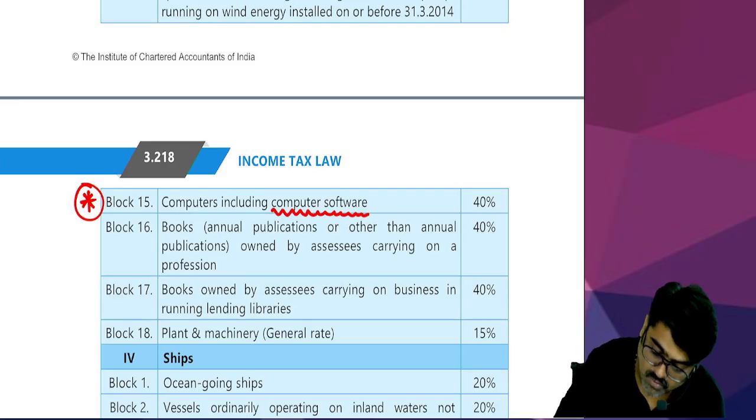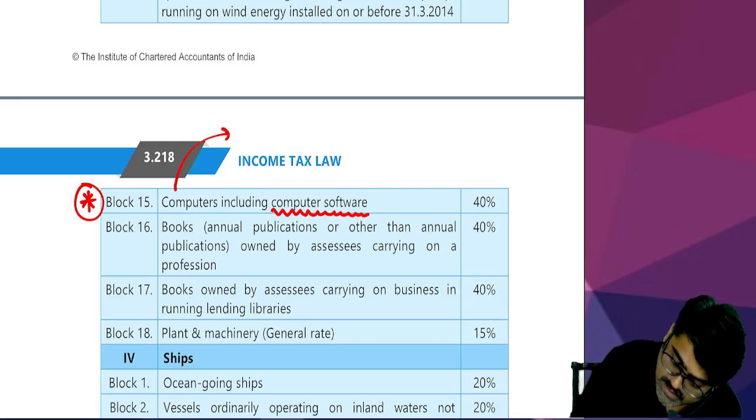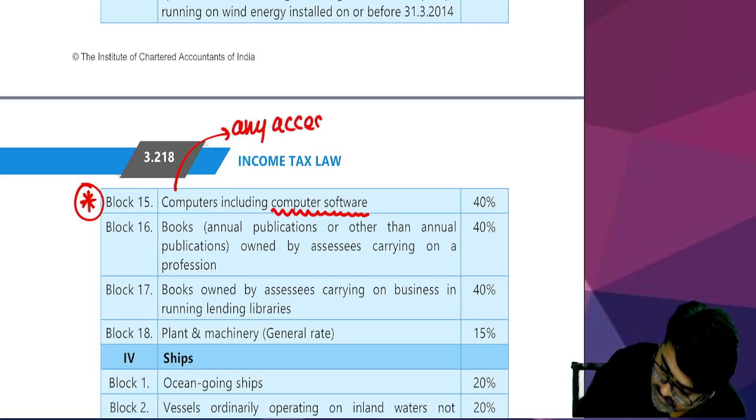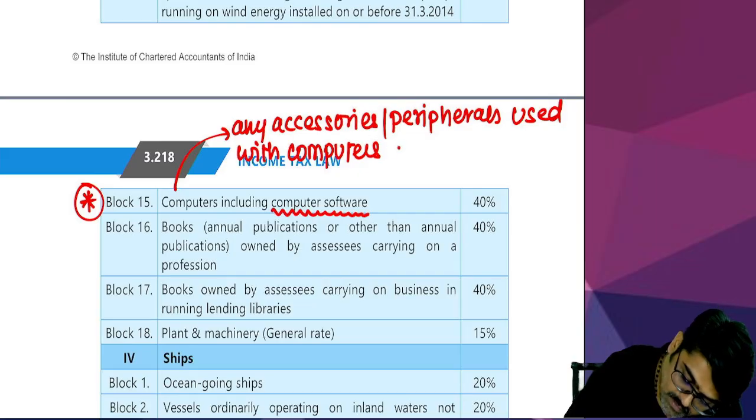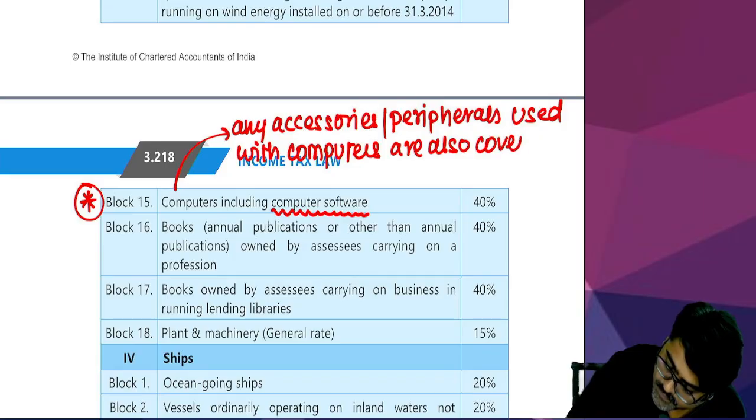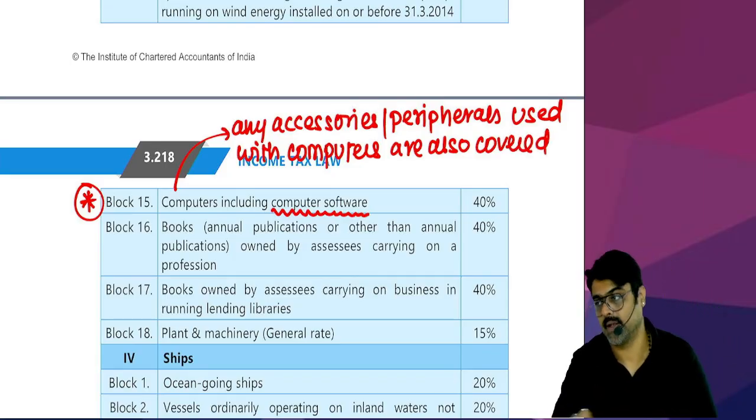Now please, along with that, write down: any accessories or peripherals used with computers are also covered under this block only.